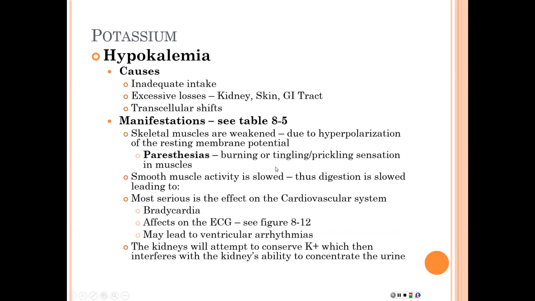Manifestations are in Table 8.5. Again, there's a bunch of them, but here's a couple that are really important. You will see weakness of muscles, paresthesias, a burning or tingling sensation, smooth muscle activity slows. The effects on the cardiovascular system can be key problematic. Look at what happens in the ECG or EKG, figure 8.12. You do need to know the changes there, and recognize that the kidneys will try to conserve potassium. So lots of manifestations. Again, think more about what its normal function is for potassium, and then these make a lot more sense. We have problems with action potentials. That leads to this low activity because we cannot initiate our action potentials, our muscle contractions.